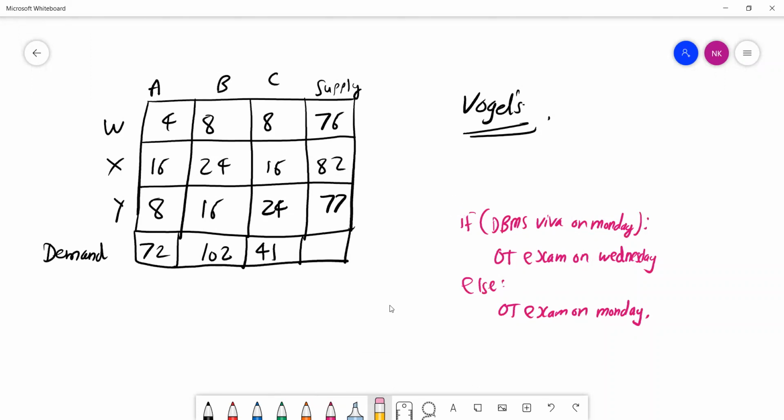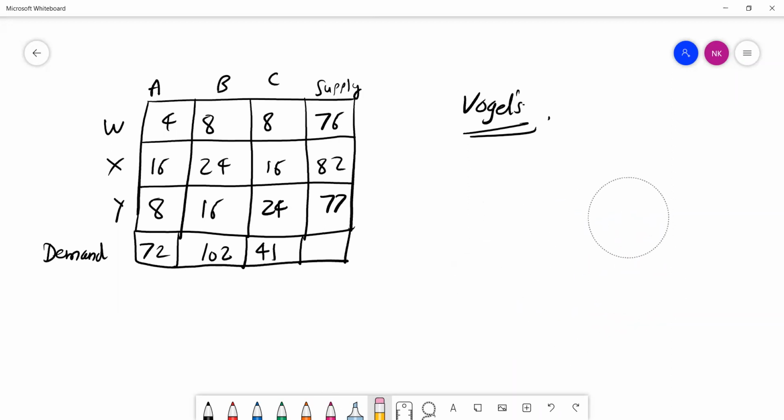Before that, just read this snippet. I was sitting idle, so I just wrote it in this type of format. So probably it's understood. It's not part of the OT, but related to OT. If your DBMS Viva is scheduled on Monday, then your OT exam will be on Wednesday, else it will be on Monday. So I just told madam to confirm to you by evening so that you can have the time for the preparation.